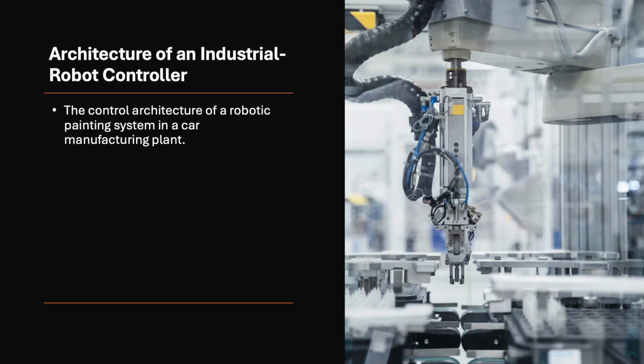The control architecture of a robotic printing system in a car manufacturing plant is also an area that I suggest you look into in depth. You can look into Google Scholar or IEEE Xplore to learn more on the area of industrial robot controllers and the architecture associated with this. Hopefully this lecture has given you something decent to ponder upon.